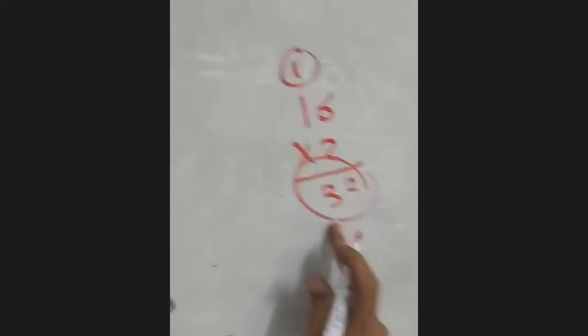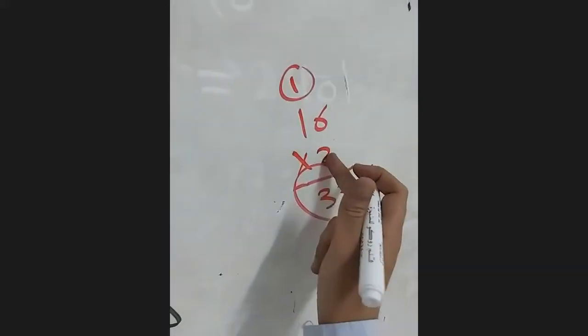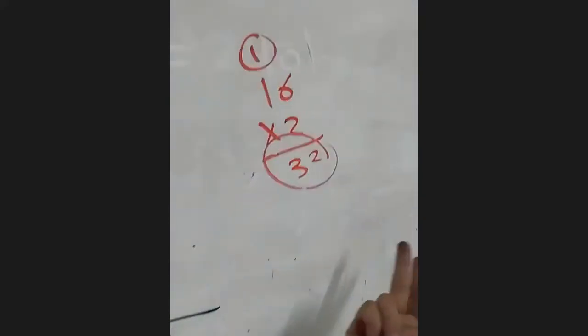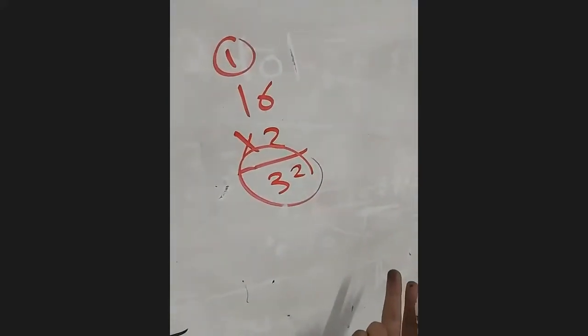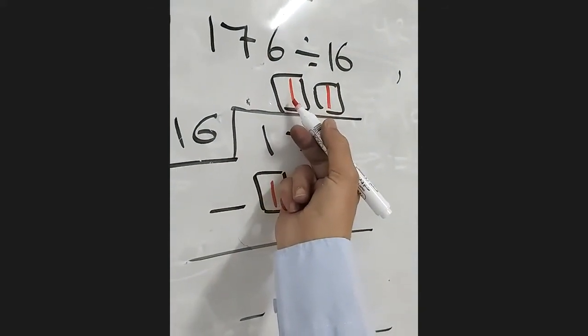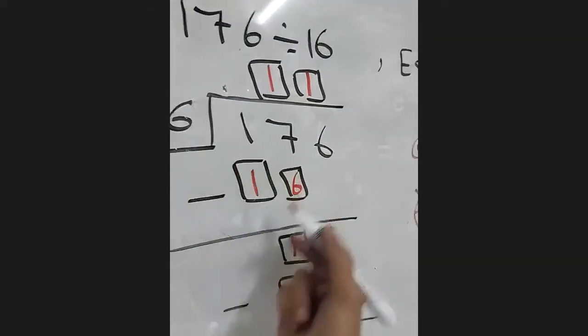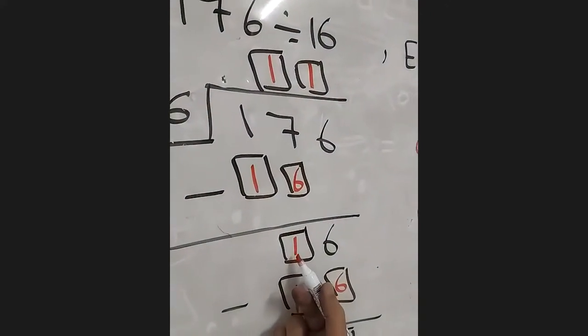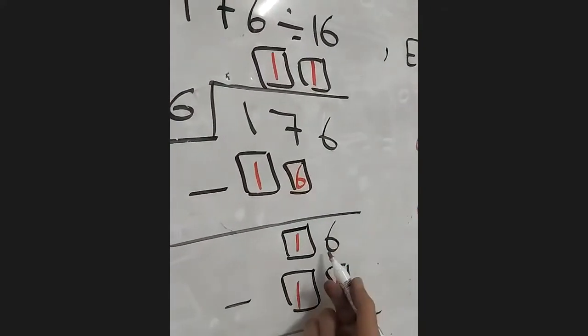More than 17. If 2 gives more than 17, what do I need to choose? 1. High 1. Right? 1 by 16 is 16, subtract 1, right? Yeah. Then I bring the 6 down.